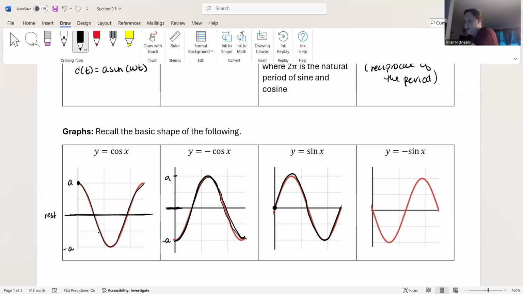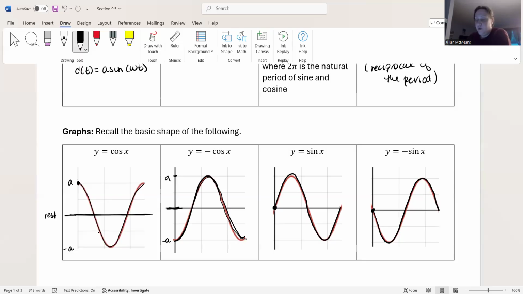Now imagine, again, we start at rest, so we have y equals negative sine x. We would start at rest, so imagine some object and you smack it down. It's immediately going to go down to its maximum displacement down, and then it's going to go up past rest, to maximum displacement up, and then back to rest, and it's going to keep doing that over and over. So that's kind of what these graphs are going to look like.